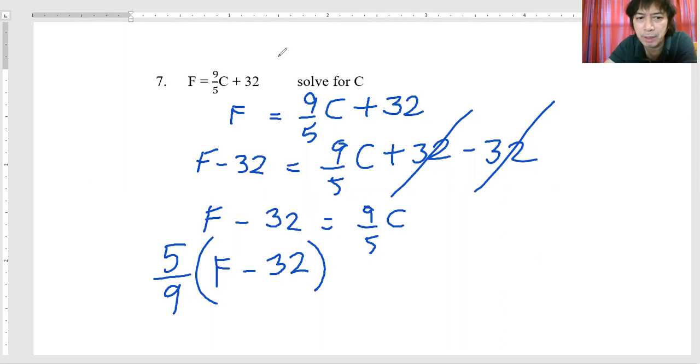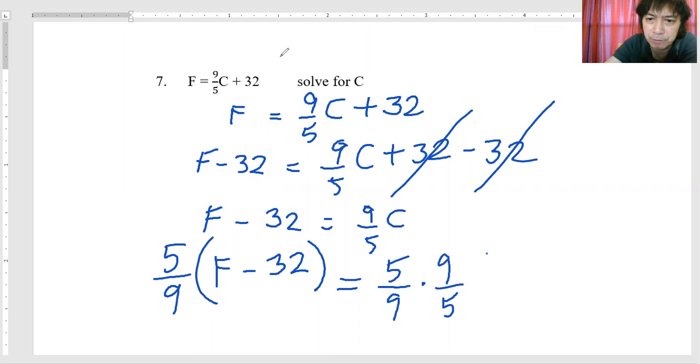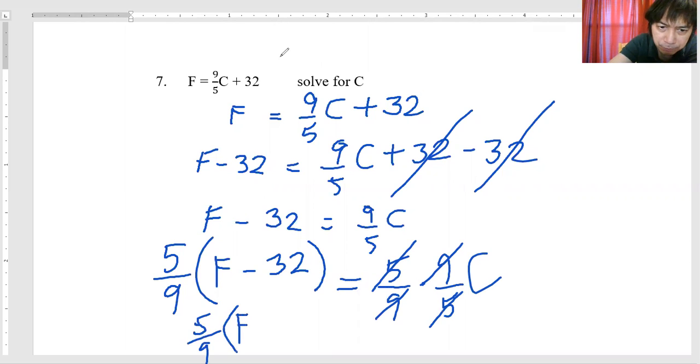So we multiply F minus 32 by 5 over 9. And this is equal to 5 over 9 also times 9 over 5C there. And you see the numbers cancel out at the right side: 5 and 5, 9 and 9. And you will now have just the letter C. So the next line is 5 over 9 times the quantity F minus 32. Let me write that. F minus 32. And this is just equal to C there.